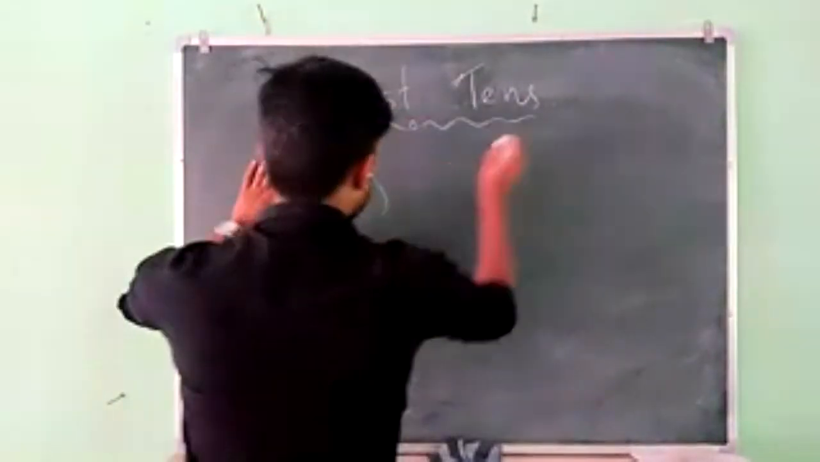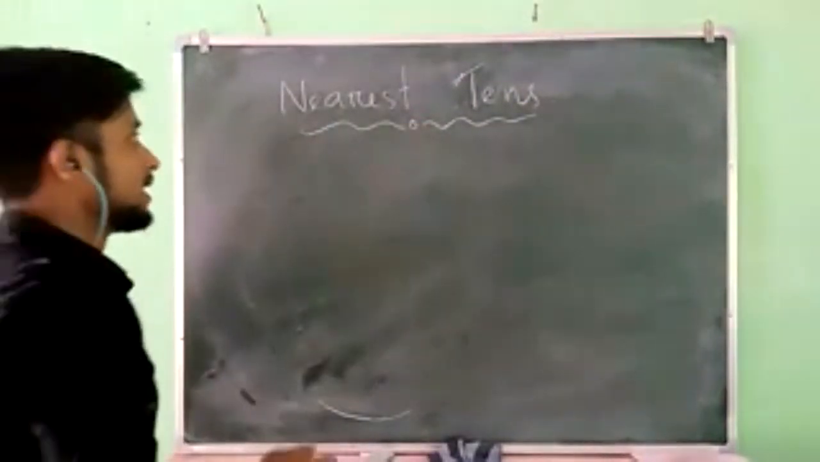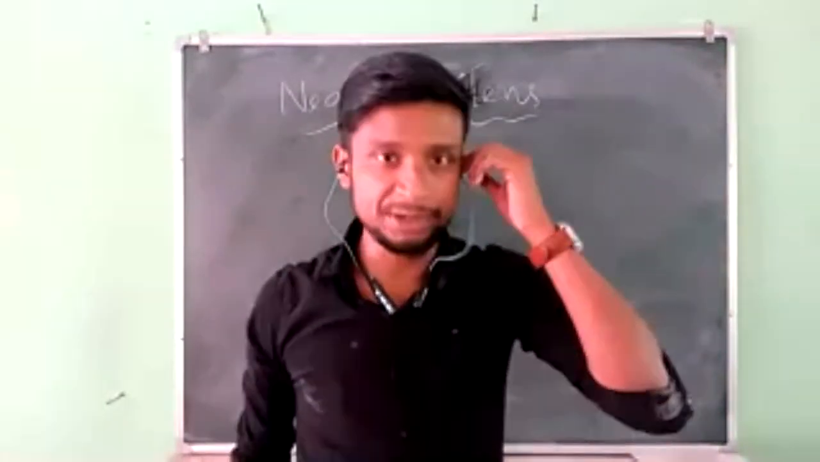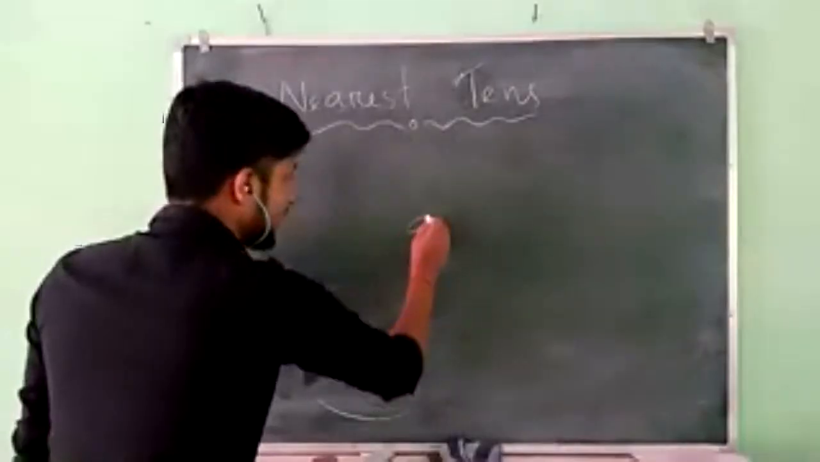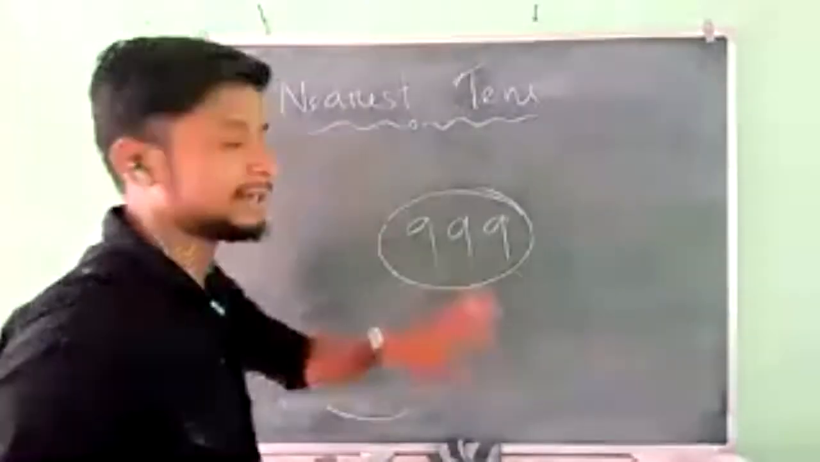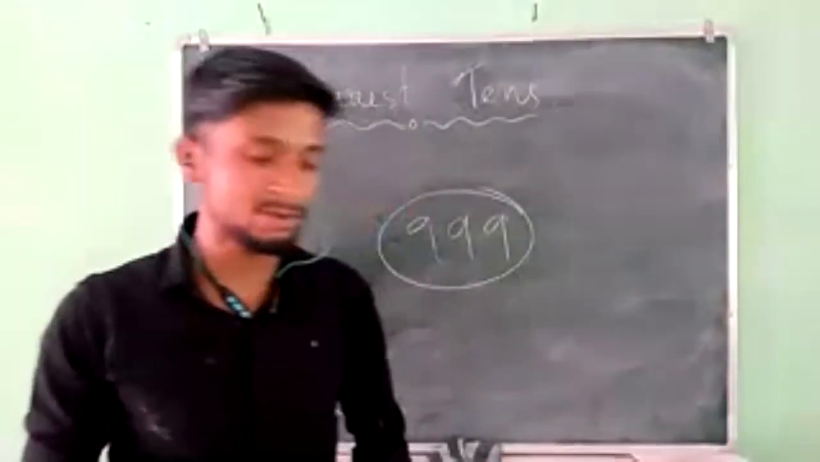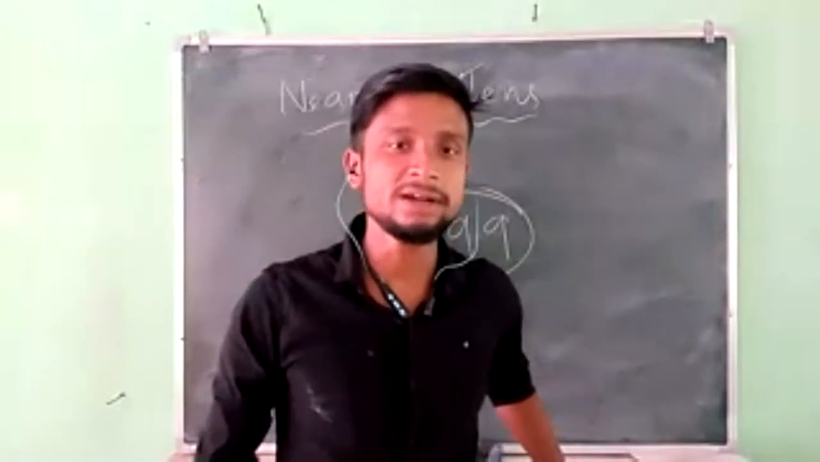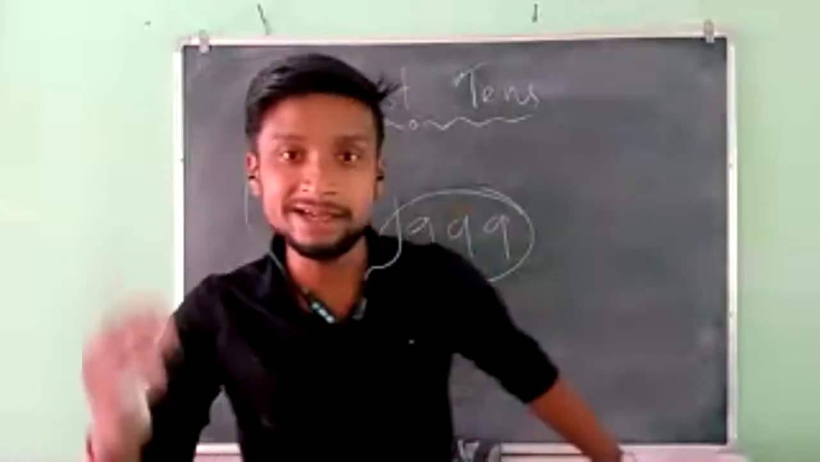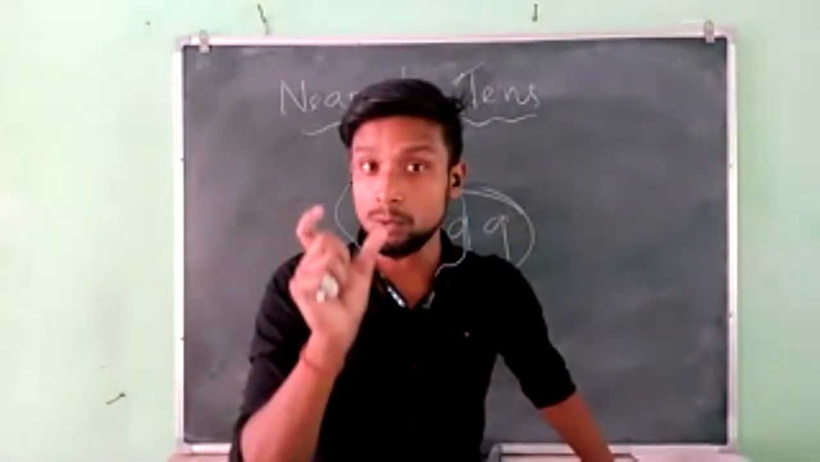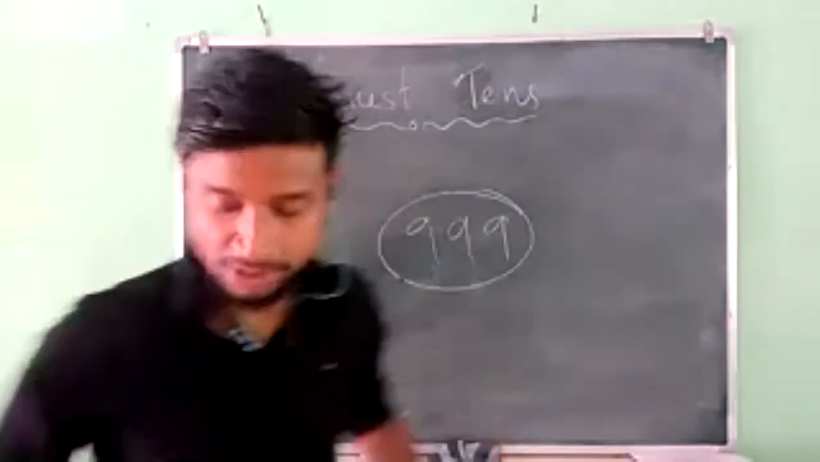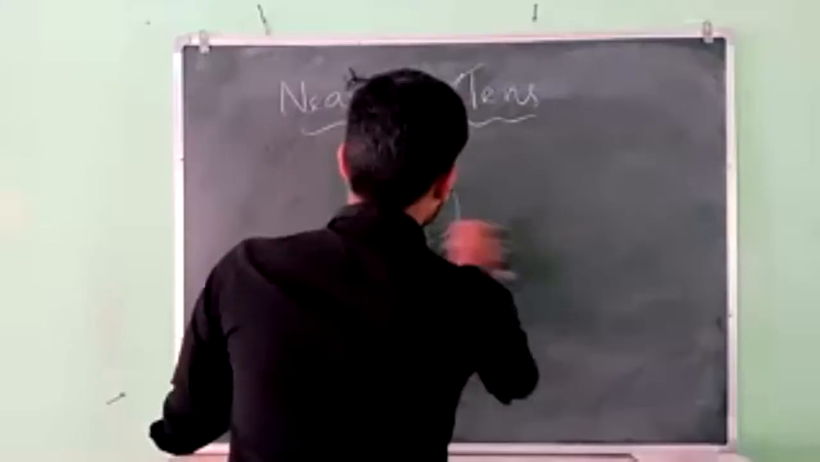How to round off any number to the nearest tens? Nearest to tens means what? We use this concept practically. Suppose something costs 999 rupees. Nobody says it costs 999 rupees; we say 1000 rupees. We round off the number. Okay, so this is the practical use of rounding off numbers.